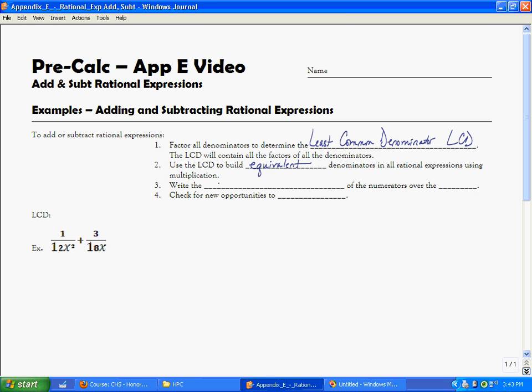First you write the sum and/or difference of all the numerators over the LCD. Last thing you do is check for new opportunities to reduce.